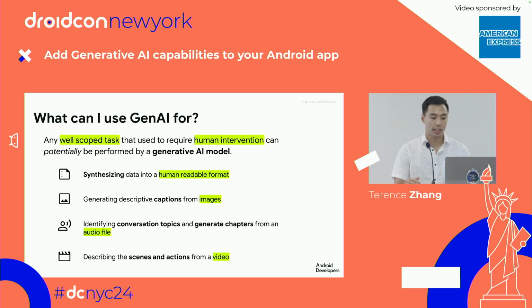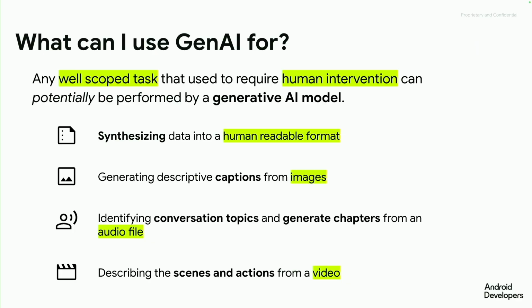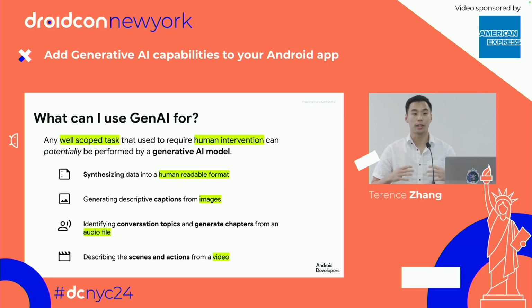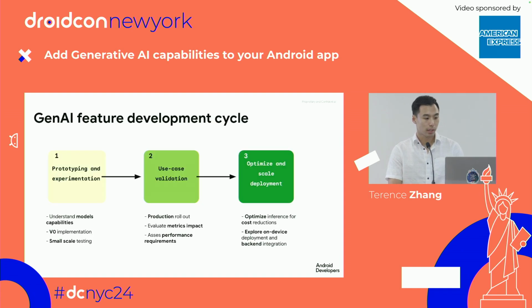So we've put examples like synthesizing data into a human readable format, generating captions from images. So you can also do that for videos as well. So any type of thing that you want to generate captions of, or even translating the caption to make it more accessible in more languages. Identifying conversation topics and generating chapters from an audio file, so classification. And also describing scenes and actions from a video. So if you want a quick description of what this video is or what the scene is, Gen AI will be a good tool for that.